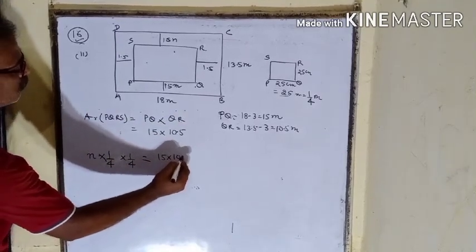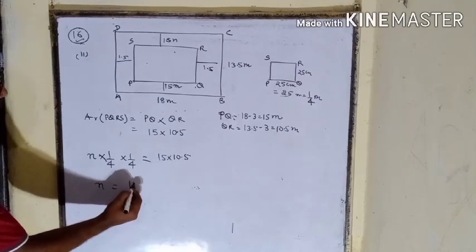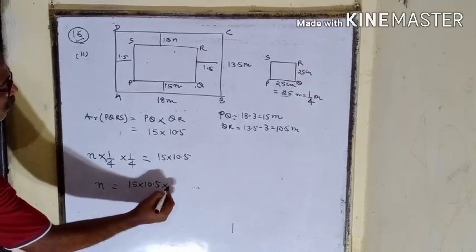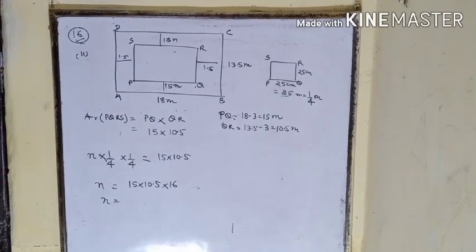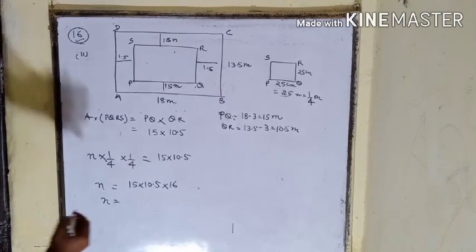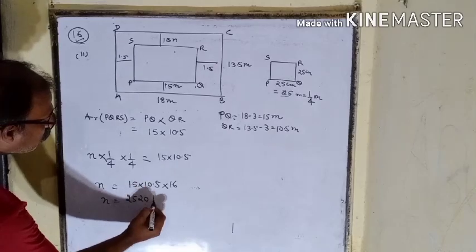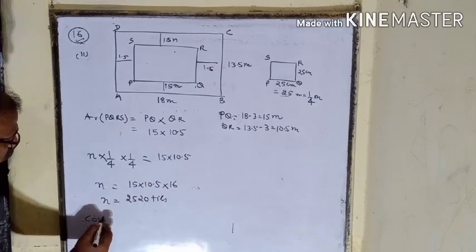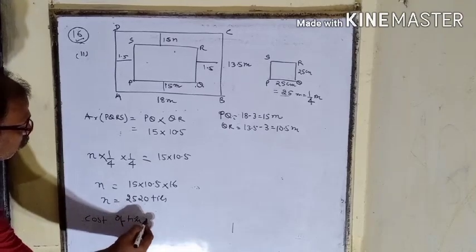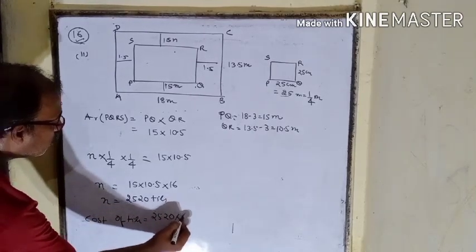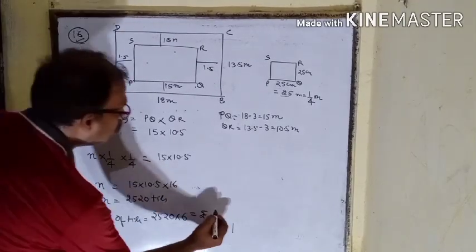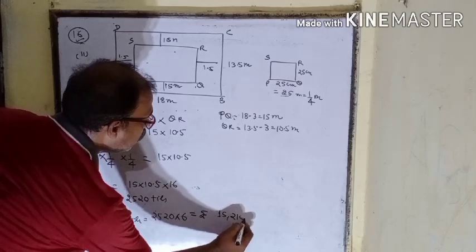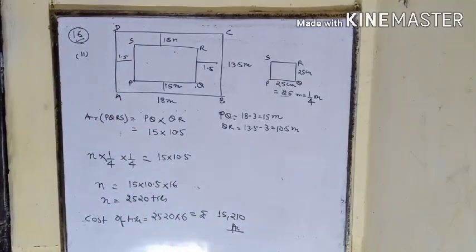15 into 10.5. So n will come out as 15 into 10.5 multiplied by, as usual, 16. After calculation, you will calculate 15 into 10.5 into 16. So your result will come out as 2520 tiles. Since we want the cost of tiles also in this case, the cost of tiles will be 2520 into the rate of one tile. After multiplication, your answer will come out as 15,210 rupees. This will be your answer.